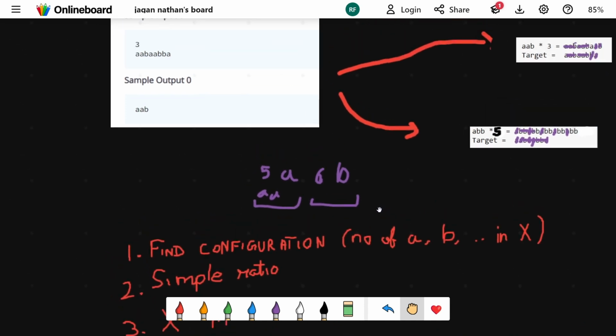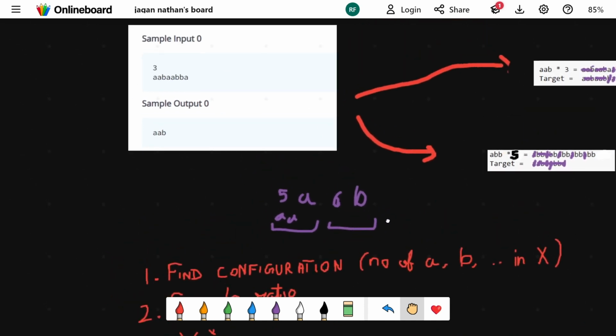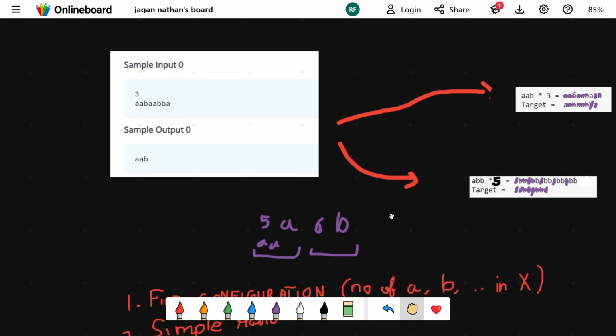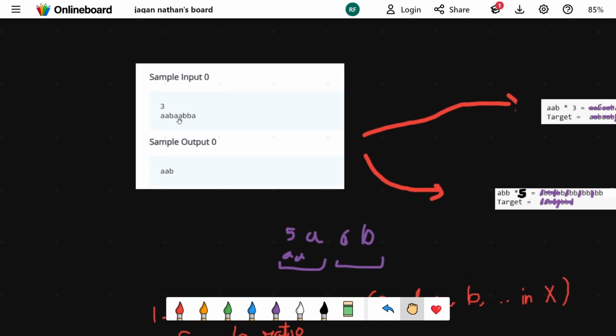So how can we actually find the configuration? Well, one way to go about it is finding the ratios. What do I mean by ratios? Well, as you can see here, A occurs almost twice as much as B, right? For example, A occurs 5 times, but B occurs only 3 times. So the ratio is 5:3.